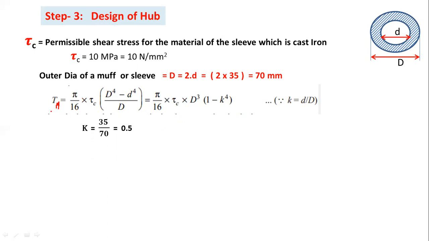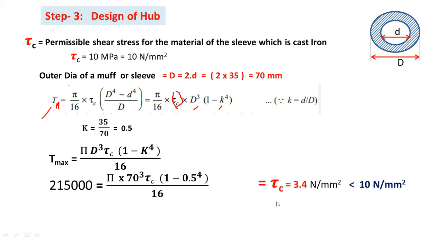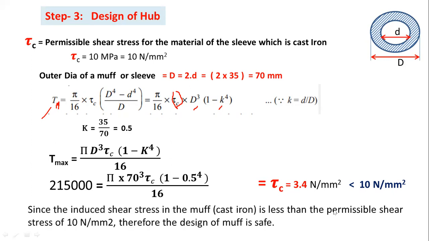Here you have to substitute the value of maximum torque, capital D and k. After substituting these three values, you can get the value of shear stress induced in the coupling material, tau C. From this equation, the shear stress induced in the cast iron material is 3.4. This is the induced shear stress, compared with the given permissible shear stress. This induced shear stress is less than the permissible stress, so the design of hub is safe.